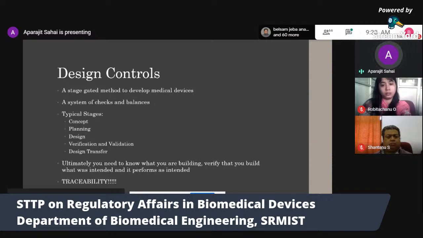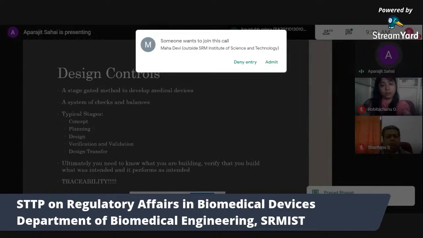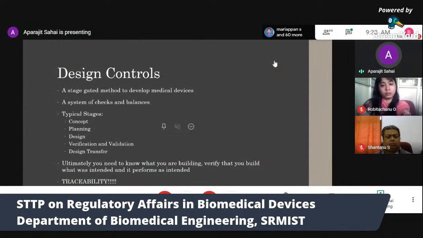All right. So let's talk about design controls. Now, design control is essentially a philosophy, and of course, there are regulations around it. Design controls come from the US FDA, essentially. Of course, they call them different things in different countries. But at the end of the day, the design control concept came from the FDA. And what it essentially is, is a system of checks and balances.